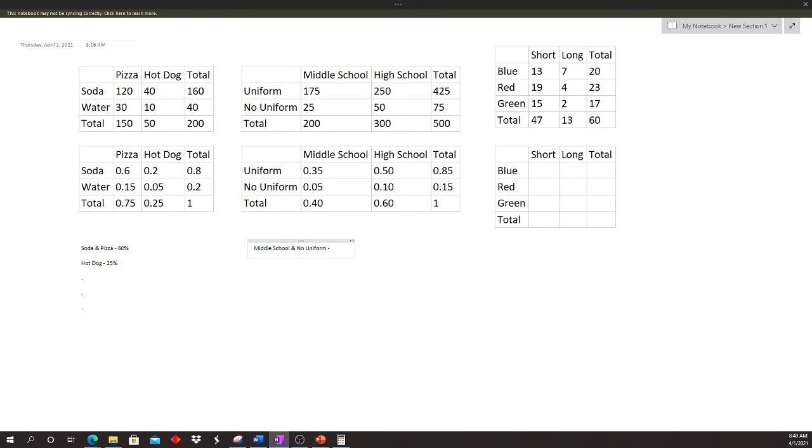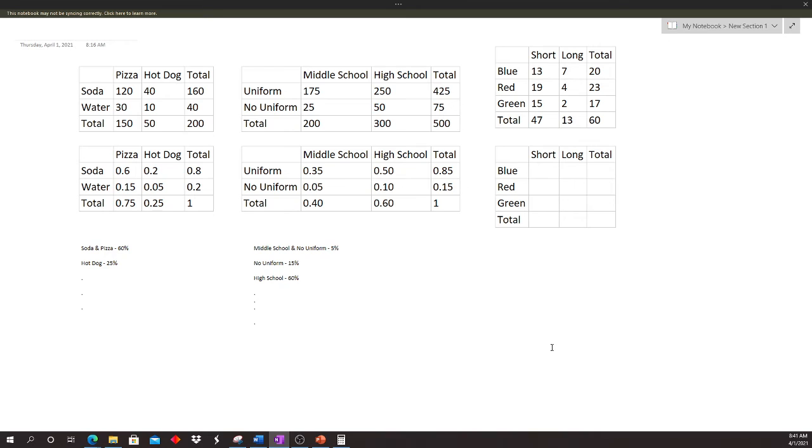So you would look at the table, 0.05, so that represents 5%. What percent total had no uniform? Looking at the table, 0.15, 15%. Total number in high school, 60%, etc., etc., etc. Now, because we're doing this online, I'm trying to give you guys fairly simple examples.